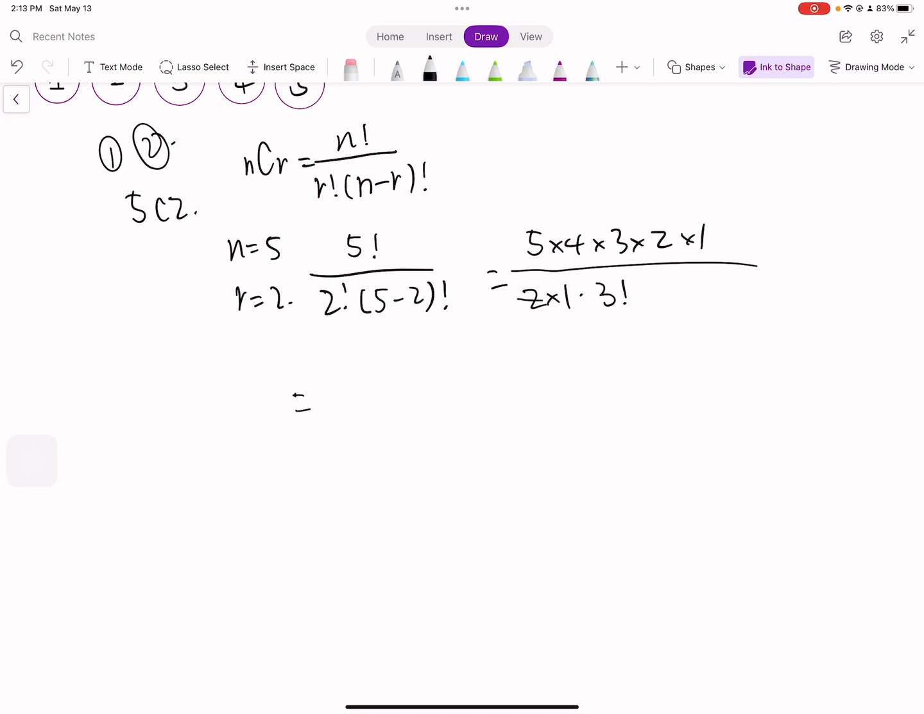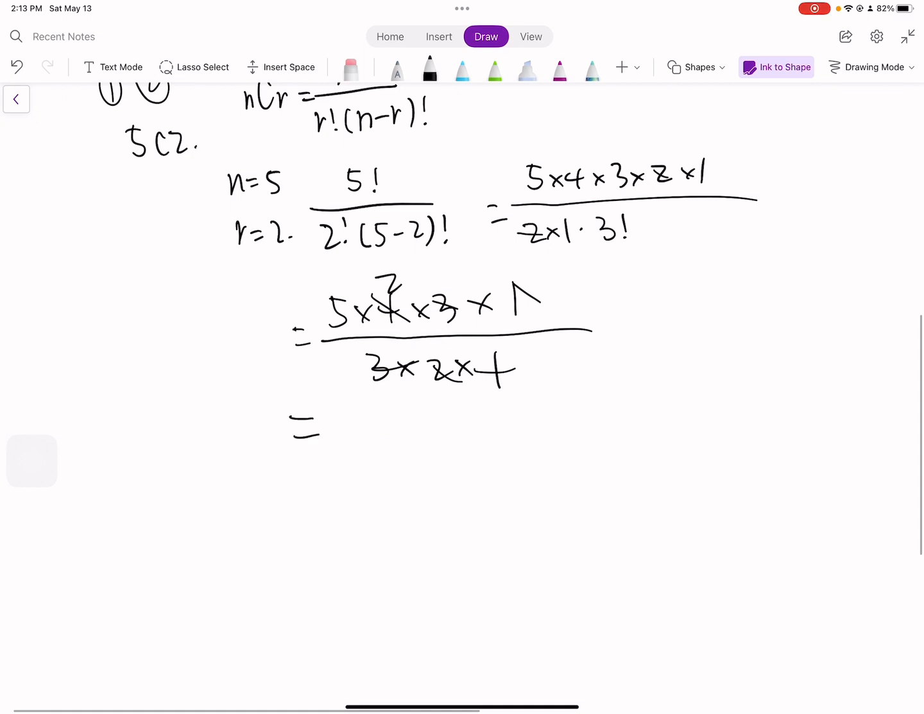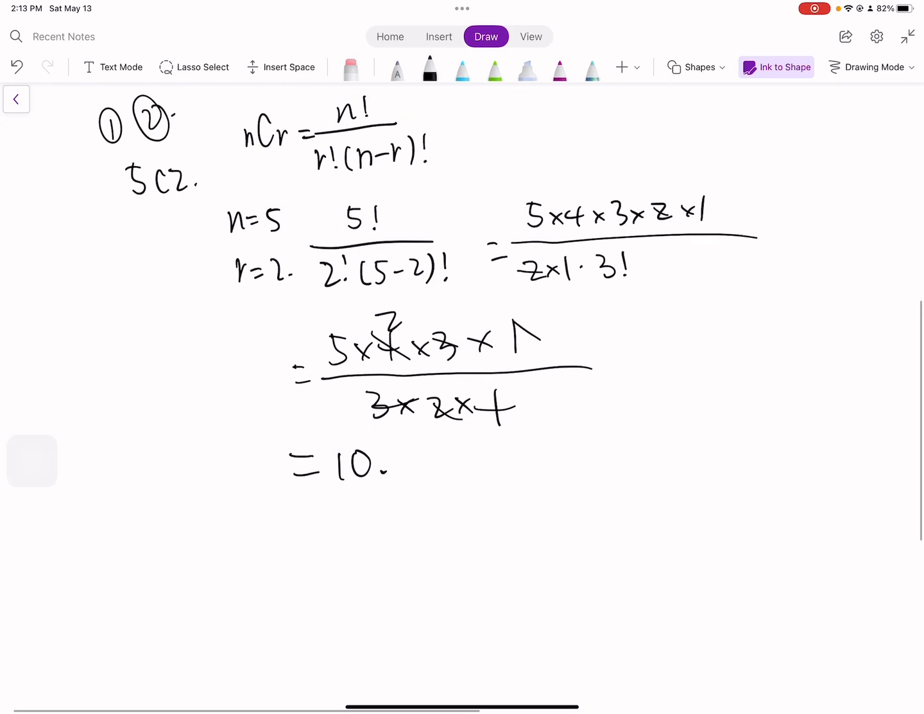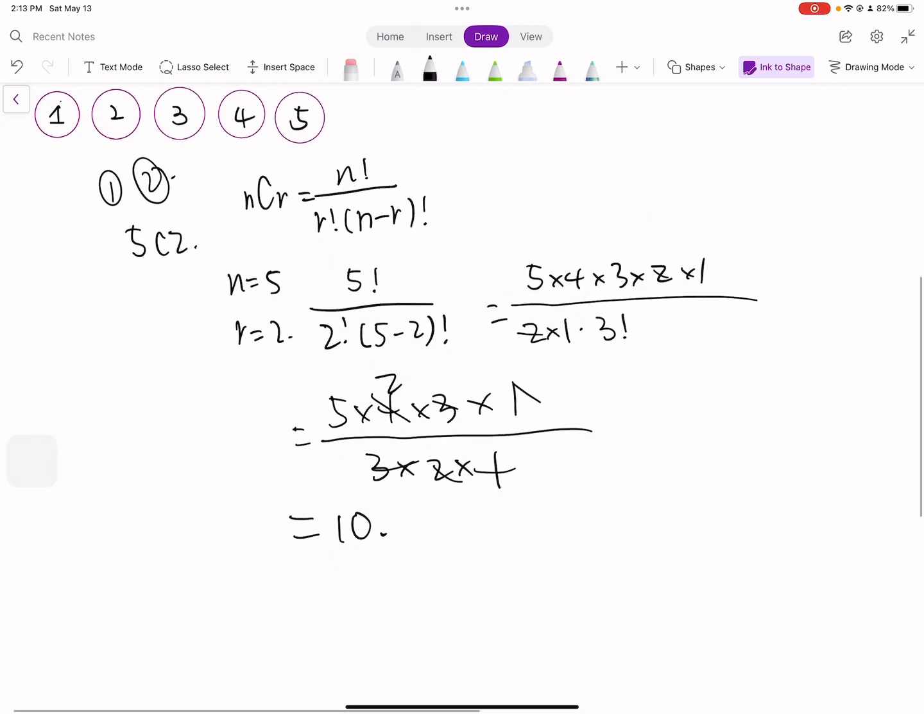here we can cancel these two, which equals 5 times 4 times 3 times 1 over 3 times 2 times 1. Here we cancel 3 and 1, and this becomes 2, which is 10. So it ends up that we have 10 ways to choose 2 balls randomly from the 5.